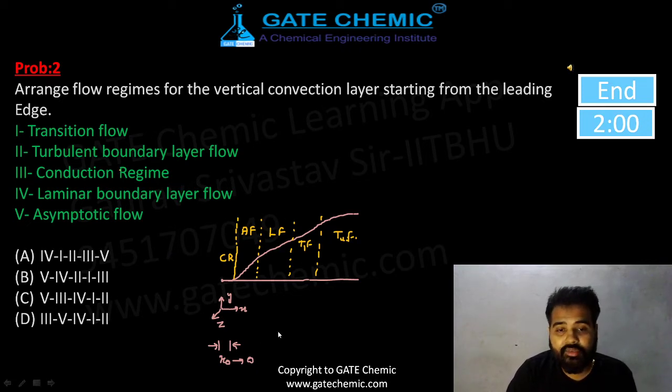So now please tell me which one is correct. You can see, first the entrance region, then asymptotic flow, followed by laminar, followed by transition, followed by turbulent. It means D is the right answer. Okay, beta, is it crystal clear to all of you? Shall we move forward, beta?